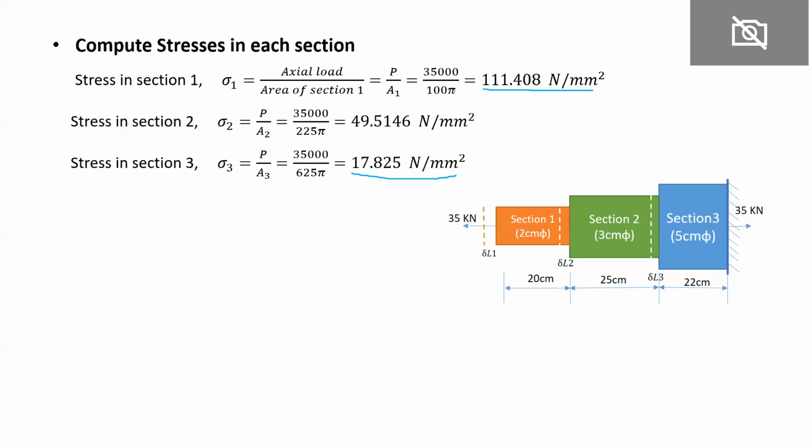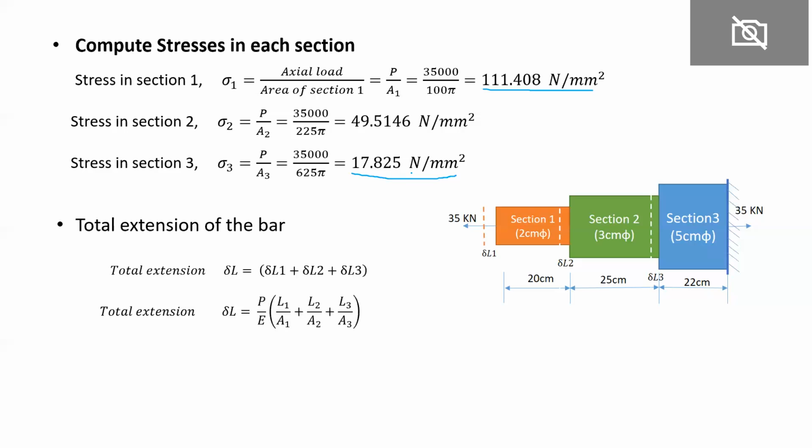So the cross sectional area is inversely proportional to the stress. As the cross sectional area increases, stress in the component decreases. This is evident from the variation of cross section with respect to stress for the same amount of load. The next point is to compute the total elongation.